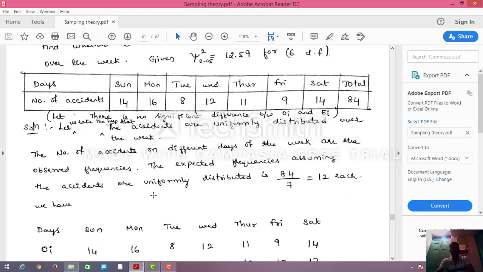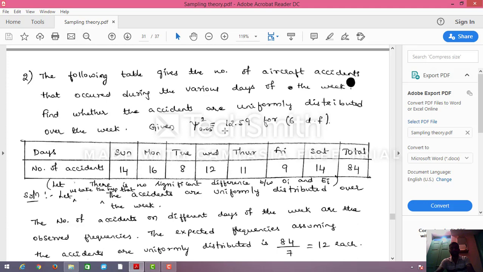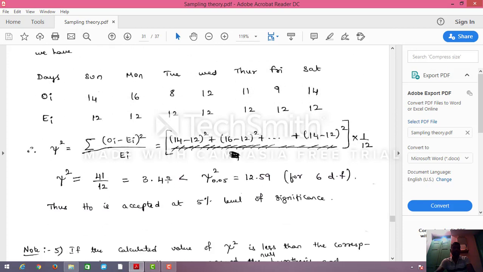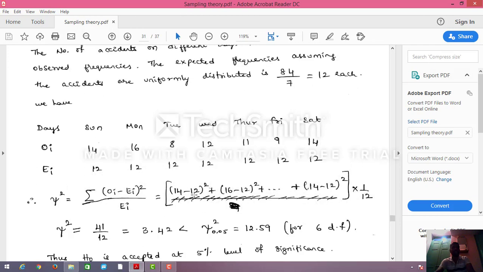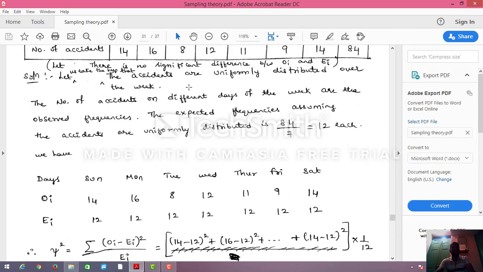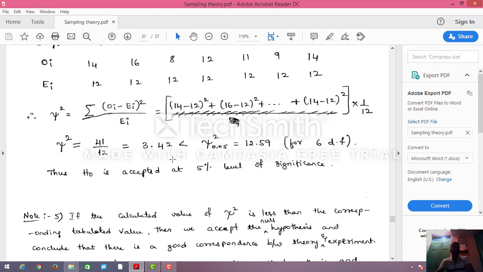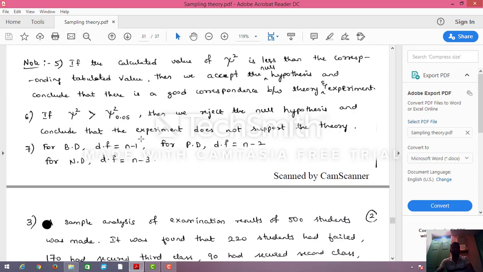The 5% level of significance value given is 12.59. Here the value is 3.42, which is less than the chi-square at the 5% level of significance. Hence, since it is less, the hypothesis is accepted at the 5% level of significance. We assumed that the accidents are uniformly distributed over the week, so that is the hypothesis, and hence the accidents are distributed uniformly over the week. Right, so next problem we will see using this.